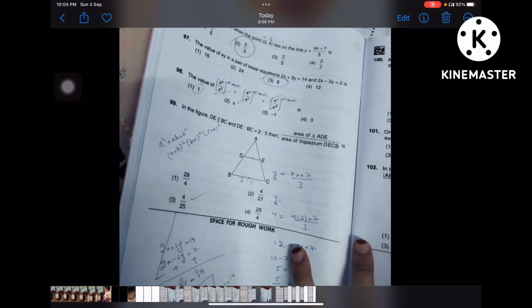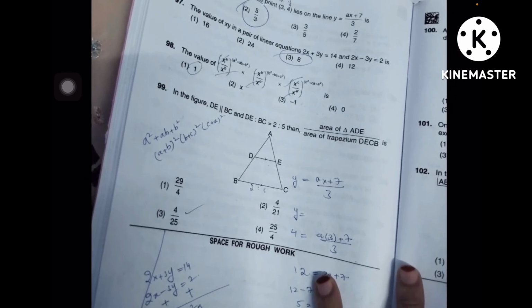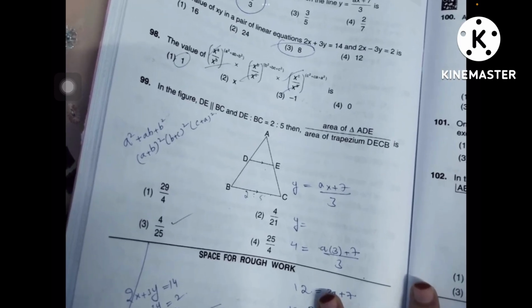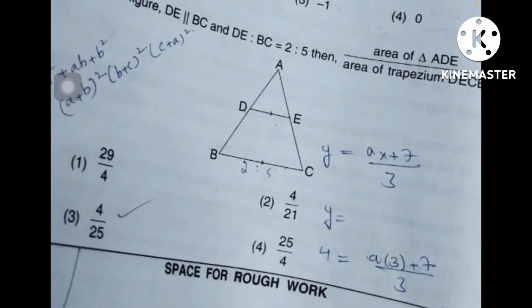Question number 99 of paper 2 of Karnataka TET, Maths and Science. So we can see here in this figure, DE is parallel to BC. DE is proportional to BC as 2:5. Then he is asking us the area of triangle ADE to the area of trapezium DECB. Now he has got the options 29 by 4, 4 by 25, 4 by 21 and 25 by 4.